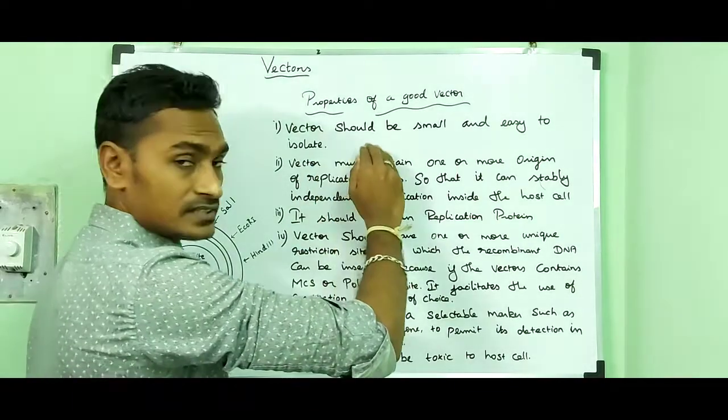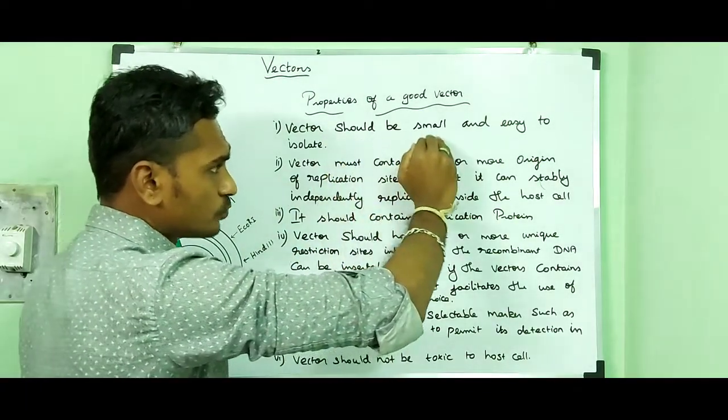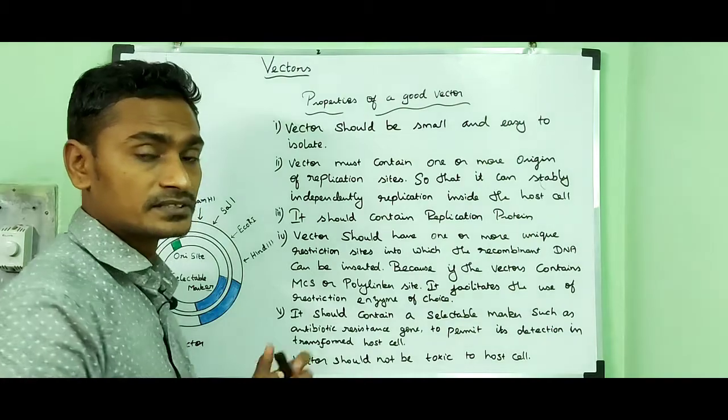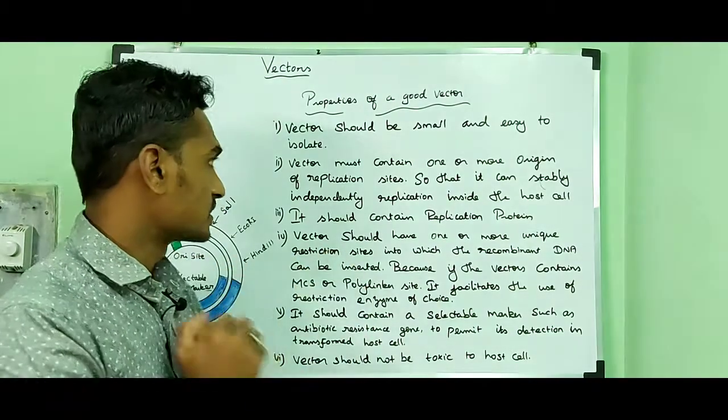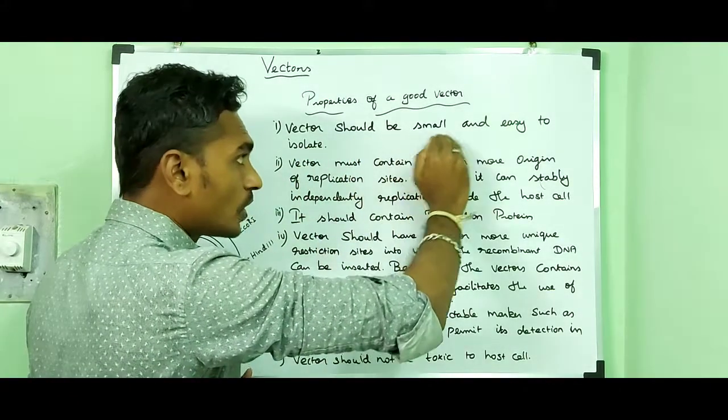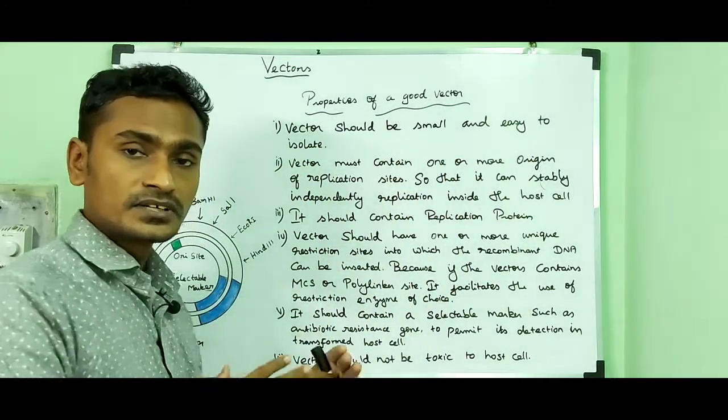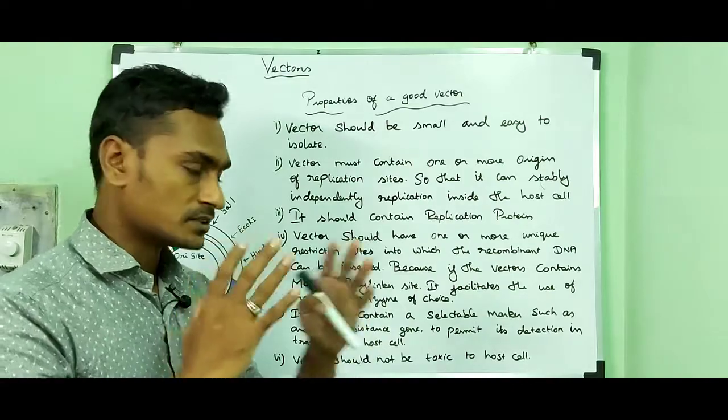The first point tells us the vector should be small and easy to isolate. Then only the vector can easily transfer into the host cell. So the vector should be small and easy to isolate, and then only it can be easily transferred into the host cell.